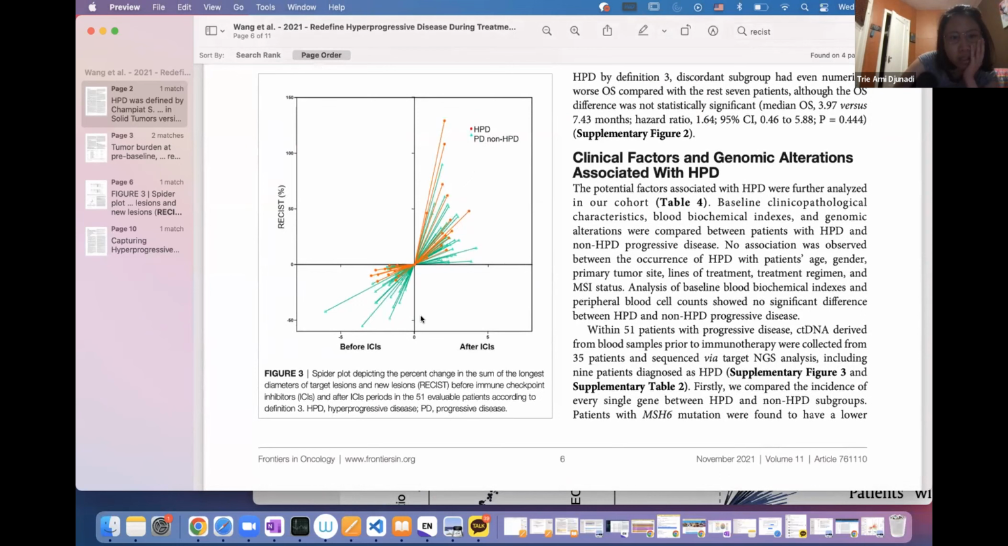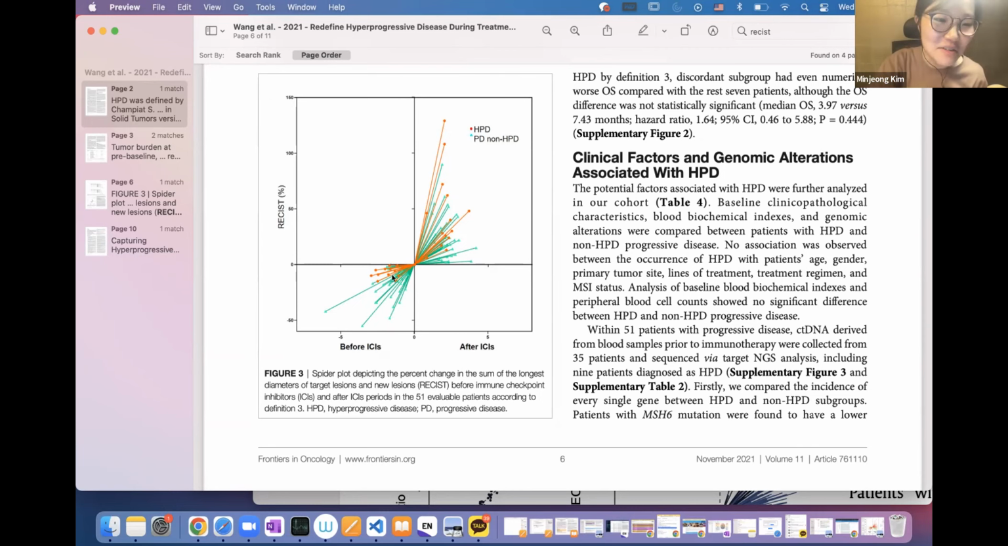So on the left side it's before immunotherapy, and on the right side after immunotherapy and the progression. But there is hyperprogressive disease before immunotherapy. Oh, so they included patients who had progressive disease but didn't have hyperprogressive disease, who are in green, and then the patients who did. They're comparing the dynamics of patients who had progressive disease but didn't have HPD versus patients who did have HPD. This graph is good.